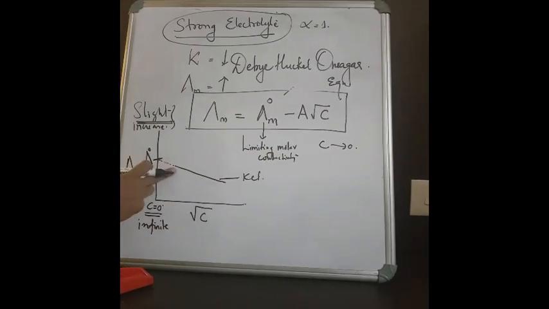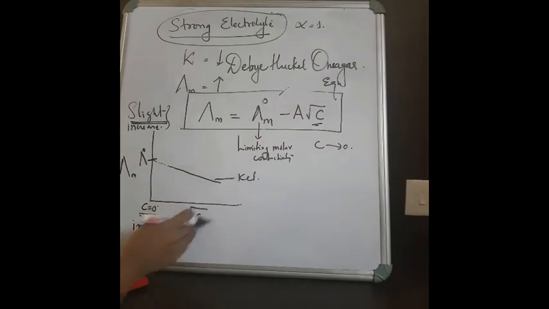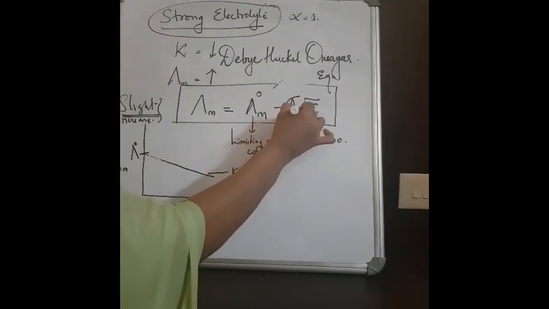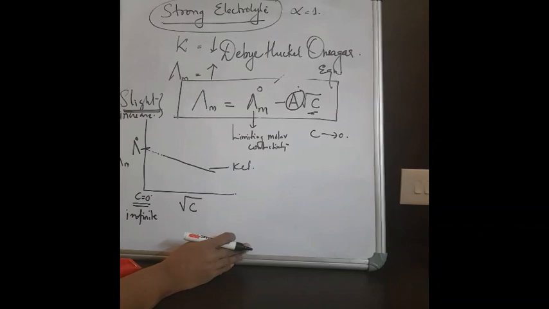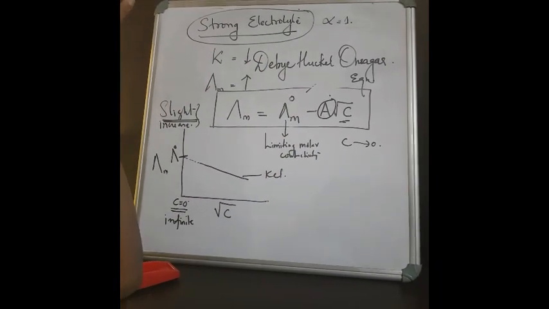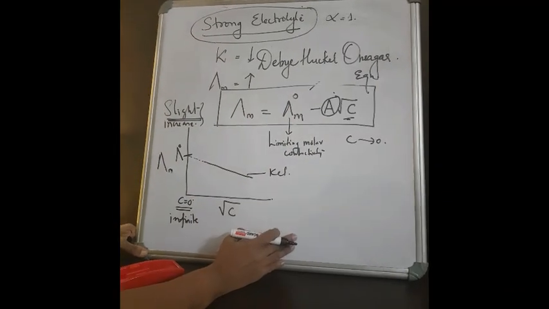You extrapolate or extend this graph, you can get lambda 0. Now what is root c? It is the concentration, c raised to half. Correct? Now what is A? A is a constant. So it is the constant or slope. From the equation y is equal to mx plus c, it is the slope, and this is the intercept.